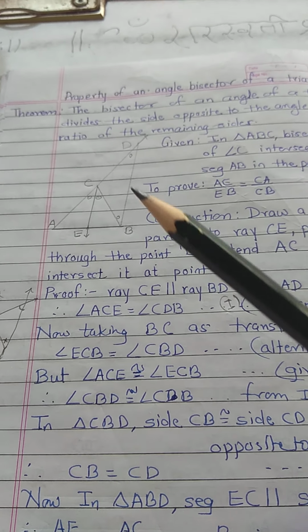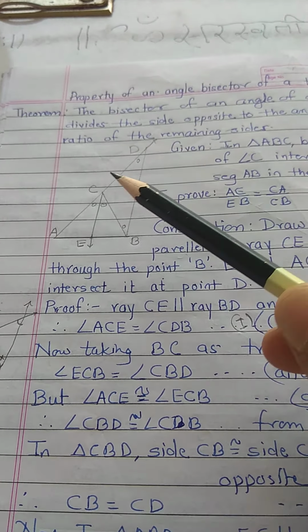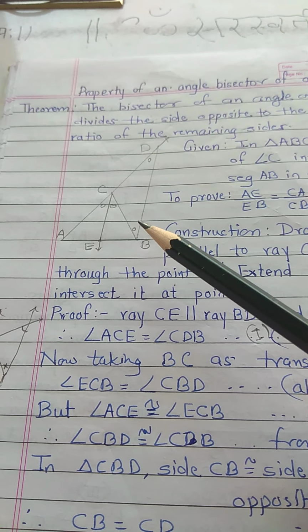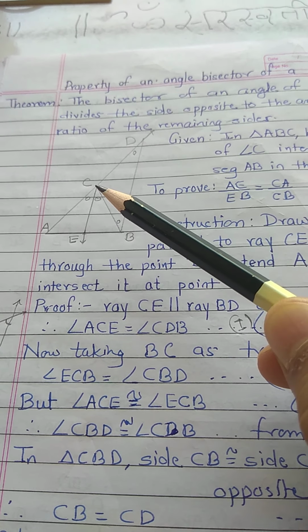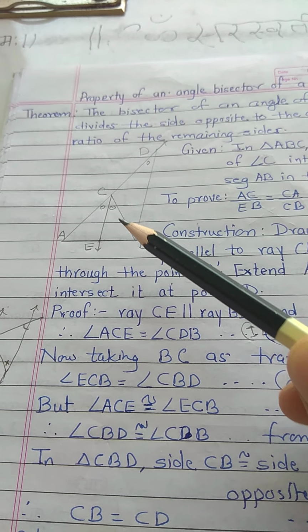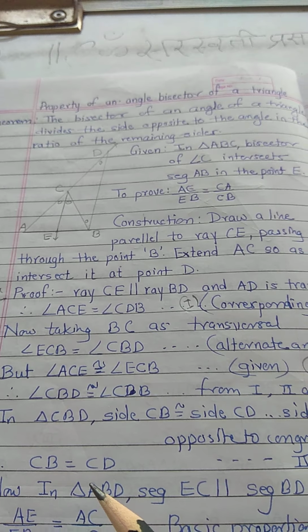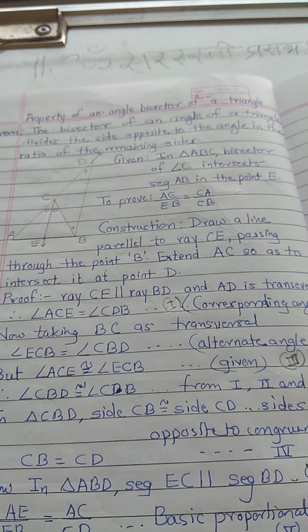Now we know that whenever in a triangle two angles are congruent, then the sides opposite to them are also congruent. Therefore, we can say that CD equal to CB. Okay, this is number 4.